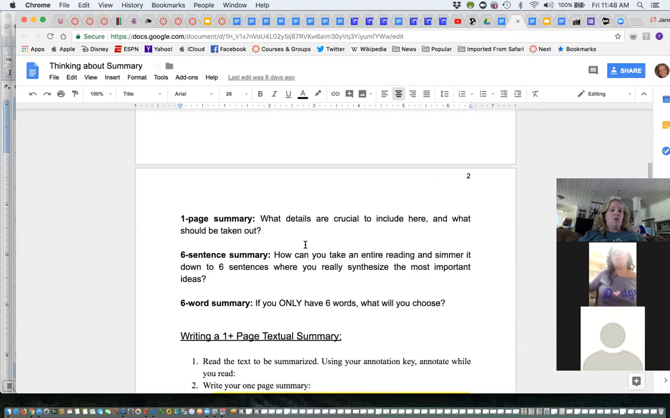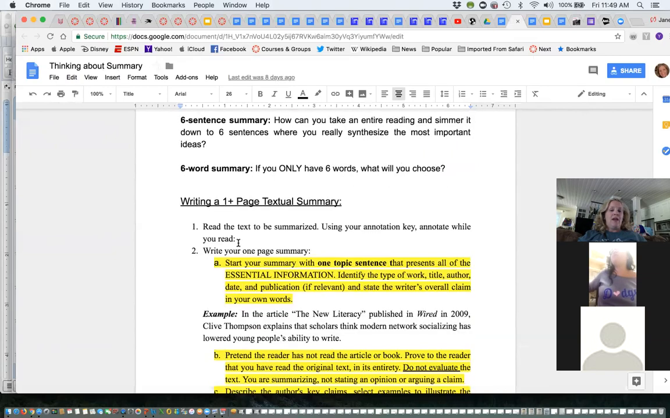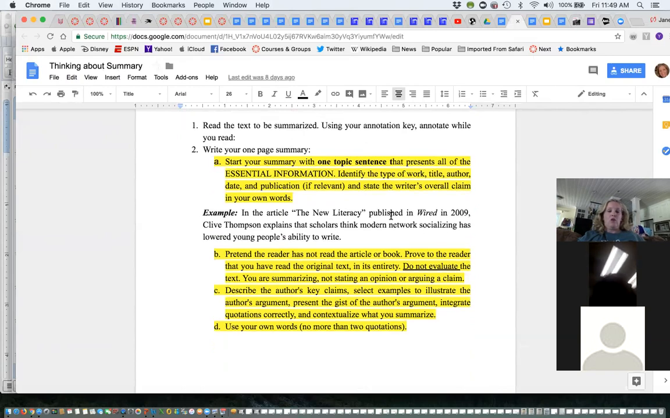So I'm going to require you to do a 1-page summary, a 6-sentence summary, and a 6-word summary. So for the 1-page summary, I start off having you start with a topic sentence that represents all of the essential information: the type of the work, the title, the author, the date and publication, if relevant. And then you state the writer's overall claim in your own words. So here's an example. In the article, The New Literacy, published in Wired 2009, Clive Thompson explains that scholars think modern network socializing has lowered young people's ability to write. Okay? That's an example of a topic sentence that you would do for a 1-page summary.